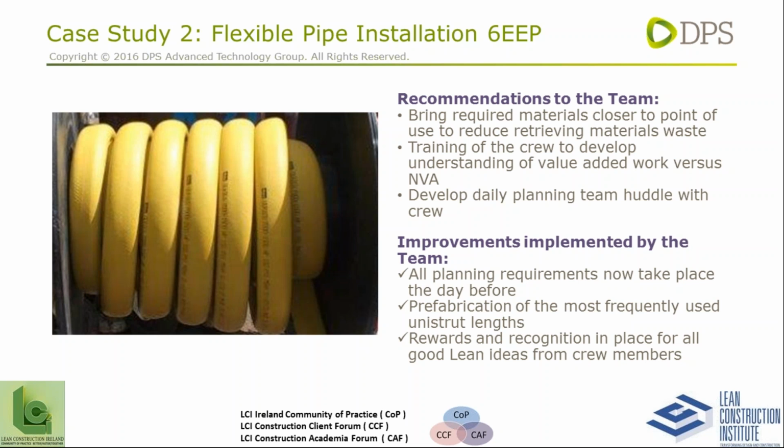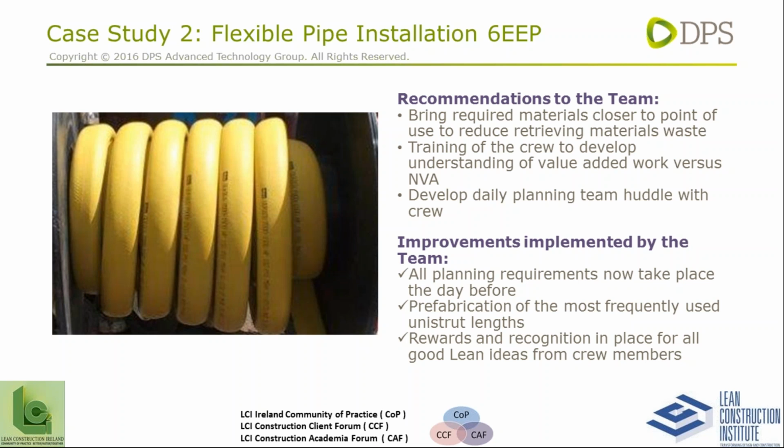So all the guys had to do now was, instead of going off finding unistrut, cutting it, measuring it, they just had to grab the unistrut from the storage location, bring it to the install, and it was done. Rewards and recognition in place for all good lean ideas from crew members. So again, it's really, really important to reward people when they come up with really, really good ideas.